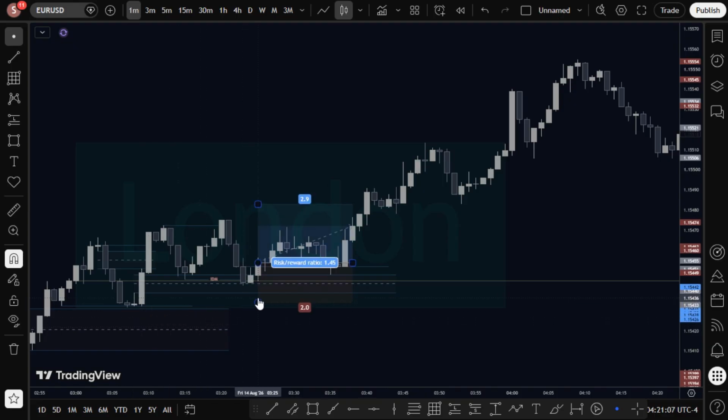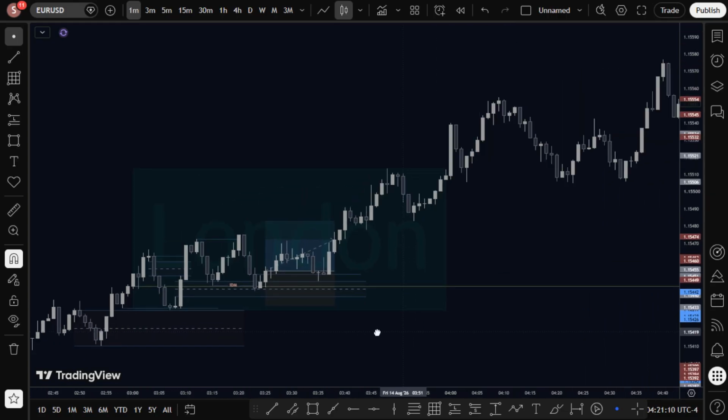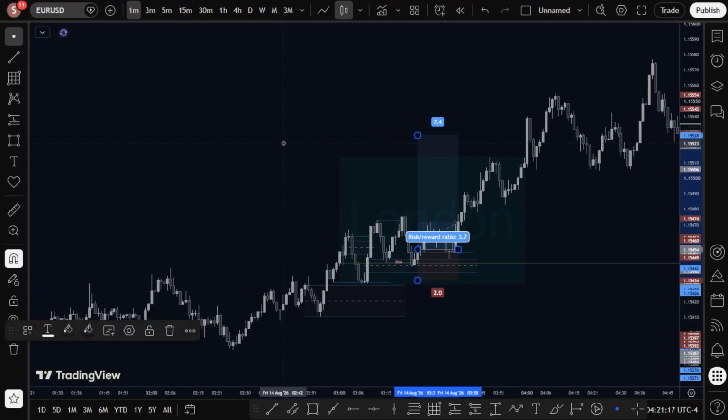Somewhere around here. So this is 2.0. So that's my acceptable stop loss. So now I will target 1 to 2, 1 to 3, as the case may be.